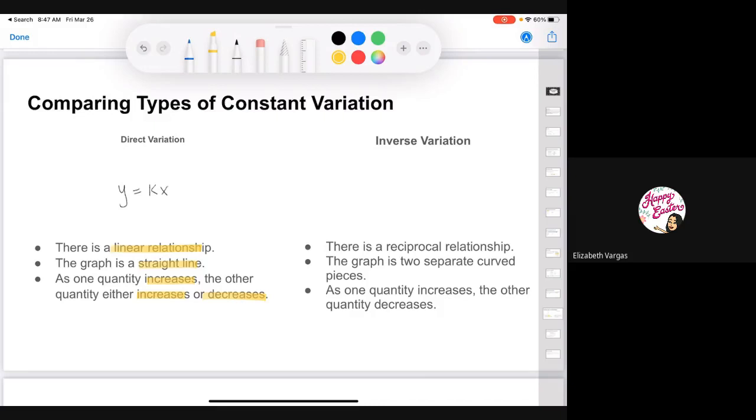Your inverse variation, on the other hand, can be represented as y equals k over x, or x times y equals k, whichever way I choose to represent it. This is the reciprocal of our direct variation, and it is graphed by two separate curved pieces, which we just saw. But in this instance, as one quantity increases, the other will decrease. So inverse is basically your reciprocal of your direct variation.